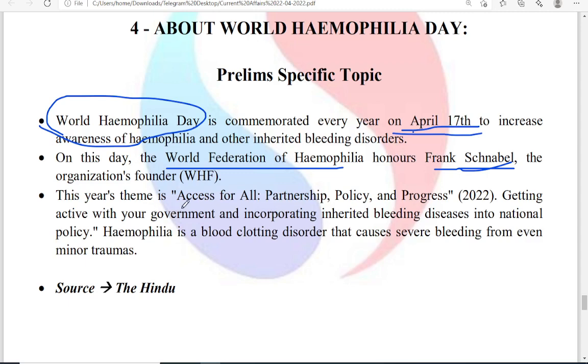This year the theme is Access for All: Partnership, Policy and Progress 2022. It is getting active support from the governments and incorporating these bleeding diseases into their national policy.